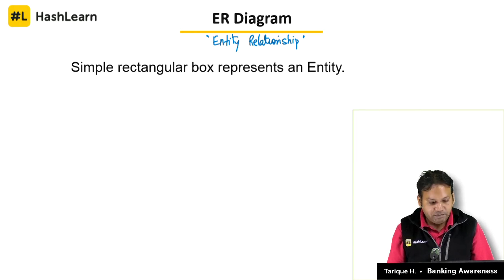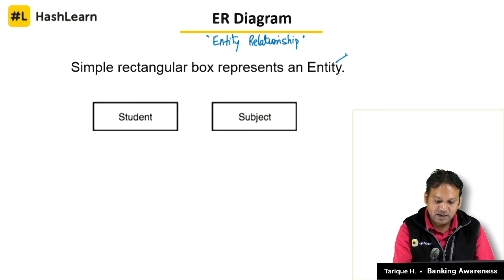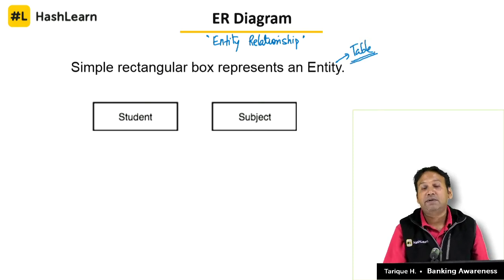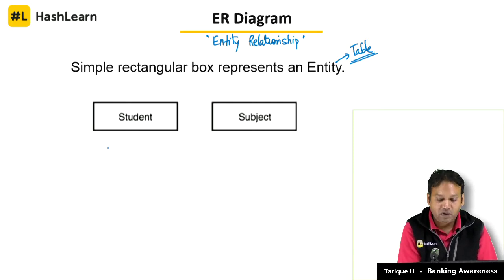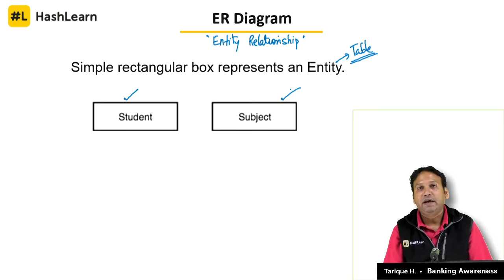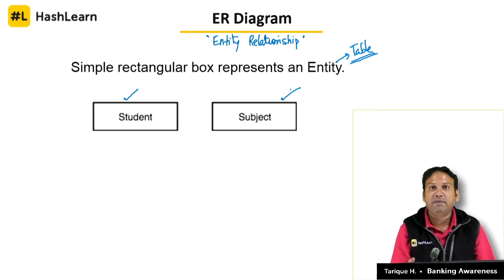So a simple rectangular box represents an entity. What is an entity? An entity is a table. Each table is represented by a square rectangular box. So we have the student table, we have the subject table, right? A student table will have student ID, student roll number, the student phone number, the student address and all those things, and subject ID will be there. Subject ID, subject name, subject fees, that will be the subject table.